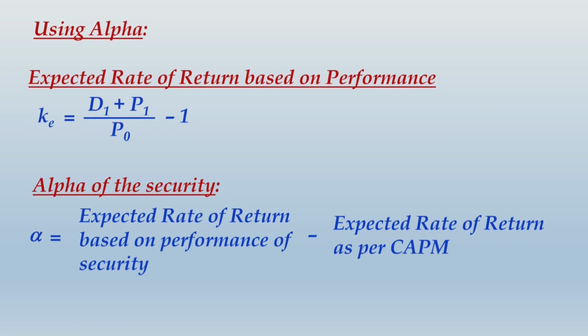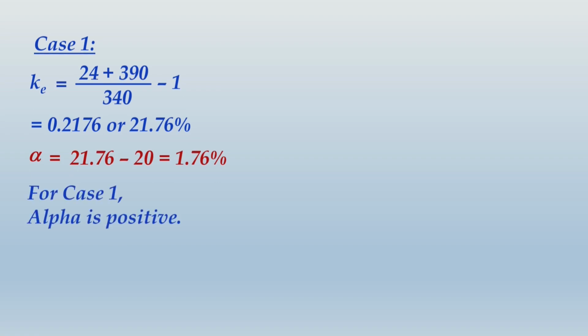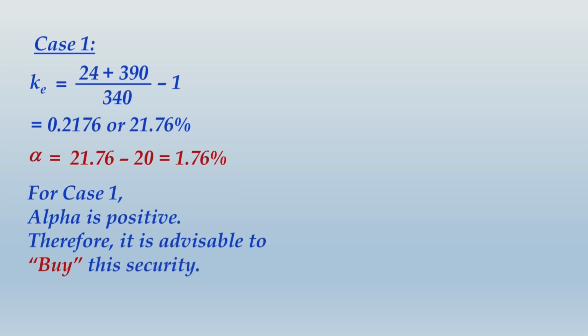Alright friends, once you have completed writing this much, let us move ahead and compute the alpha for both the cases. So case 1, what you get as the expected rate of return based on the performance of the security, it is 21.76%, but the expected rate of return as per CAPM was only 20%. So when you compute alpha, the alpha is positive. So you can say for case 1, alpha is positive, therefore it is advisable to buy this security. Don't forget, exact same conclusion we have drawn even through the equilibrium price approach.